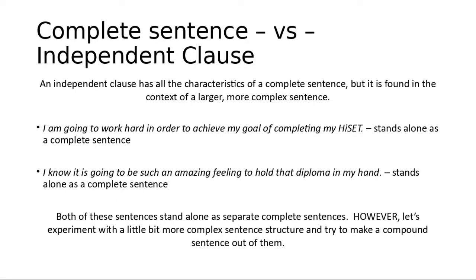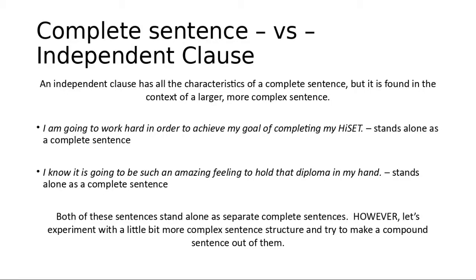So if we talk about a complete sentence like we were just expressing versus an independent clause, well, what is the difference between them? So an independent clause has all of the characteristics of a complete sentence, but it's actually found in the context of a larger, more complex sentence. So it still has all the same words and all of the same integrity as it did when it stood alone, but it has decided to join other sets of words to create a bigger, more complex sentence.